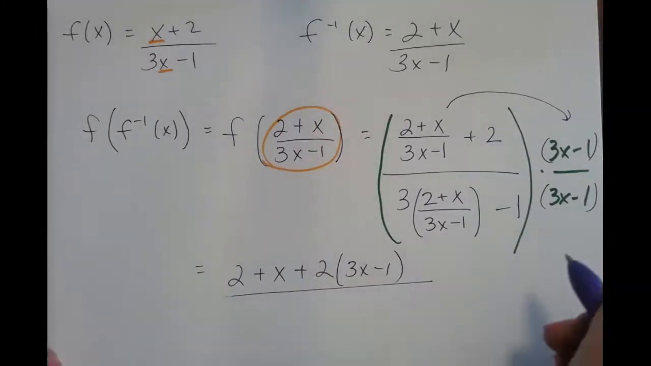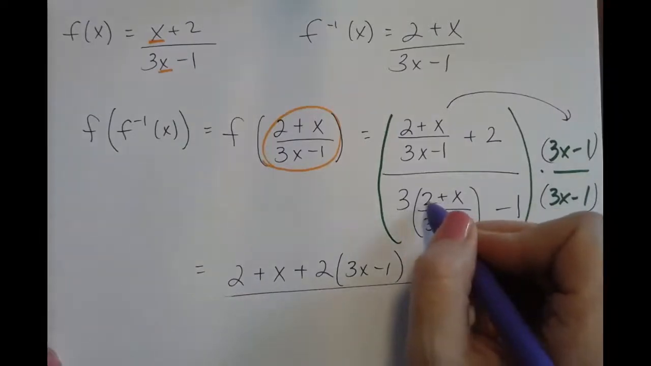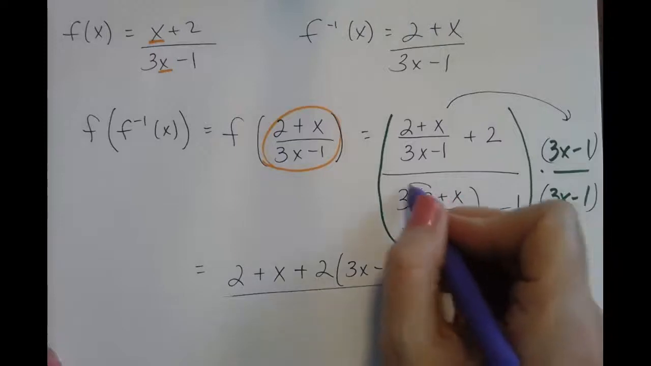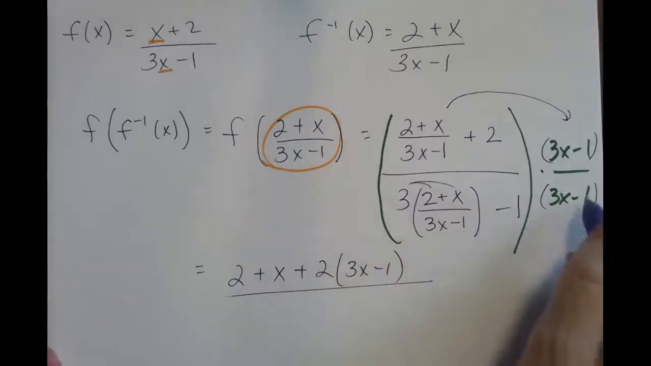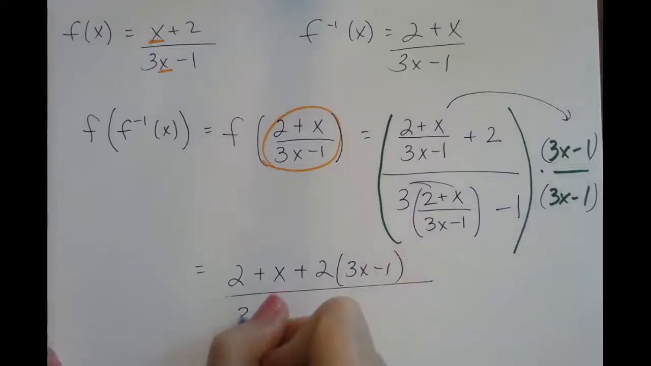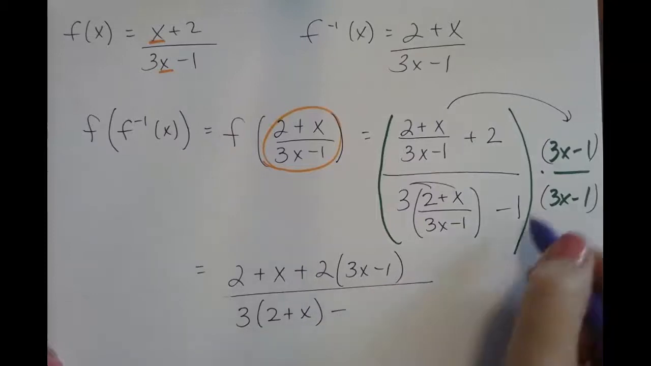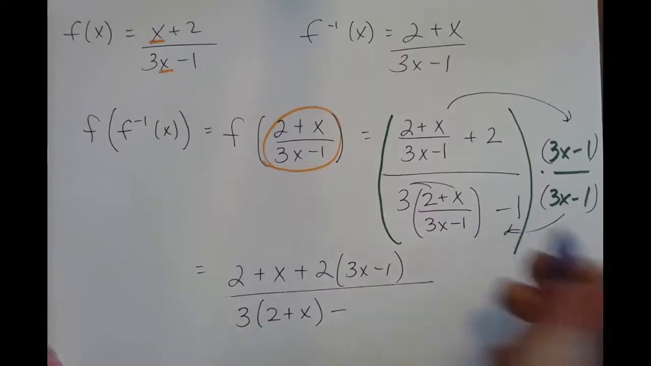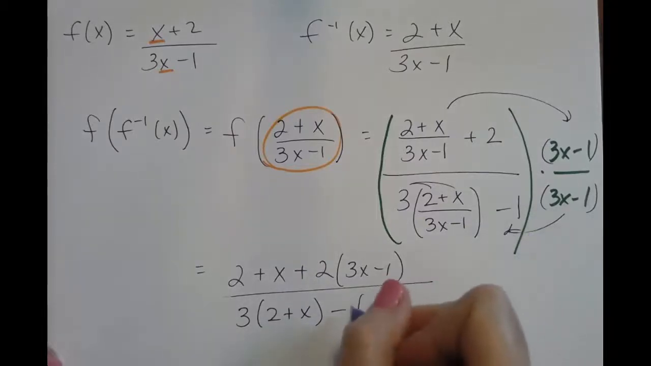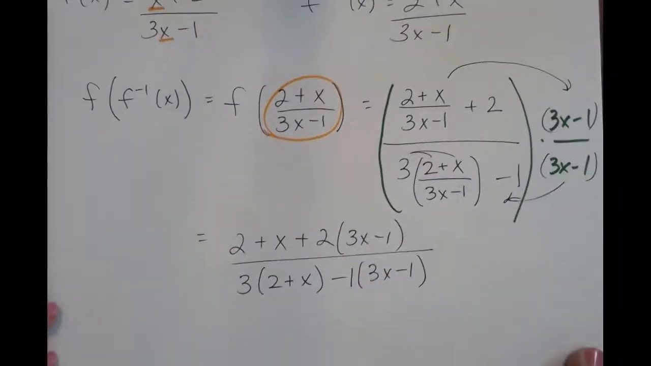3x minus 1 times 3 times 2 plus x. Remember, the 3 right up there is only going to that numerator. So the 3x minus 1 will cancel with the 3x minus 1 and leave 3 times 2 plus x minus the 3x minus 1 times the negative 1. Negative 1 times 3x minus 1. There we go. So this is what we end up having to simplify.